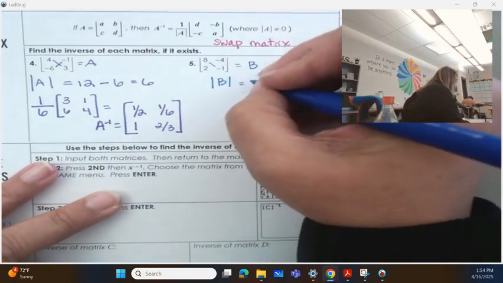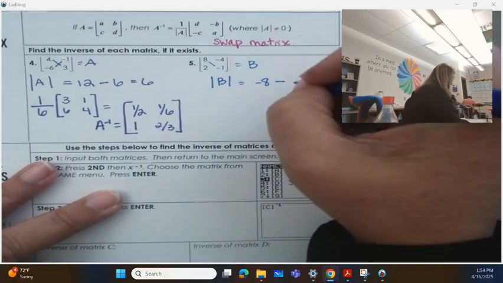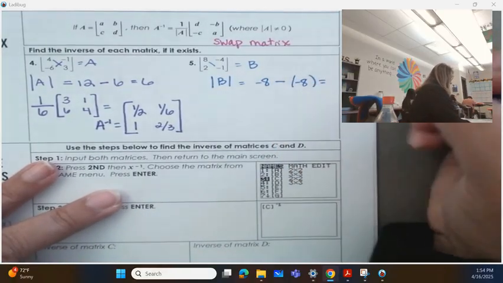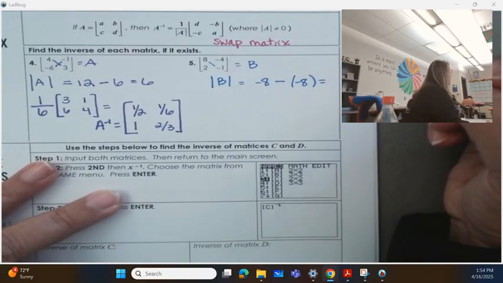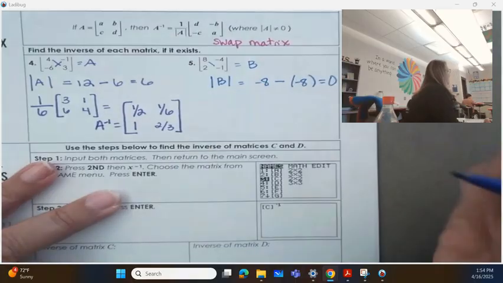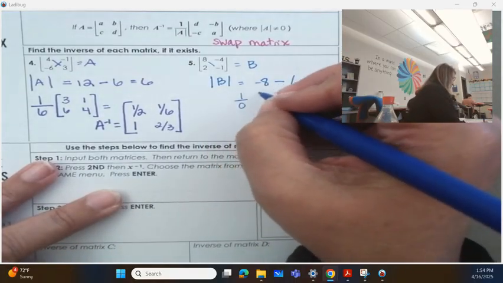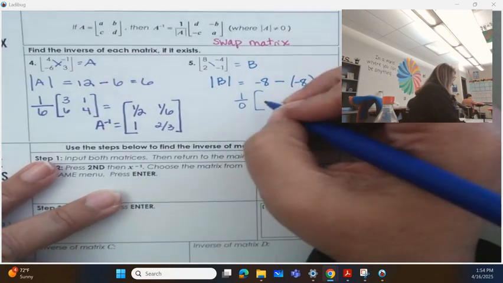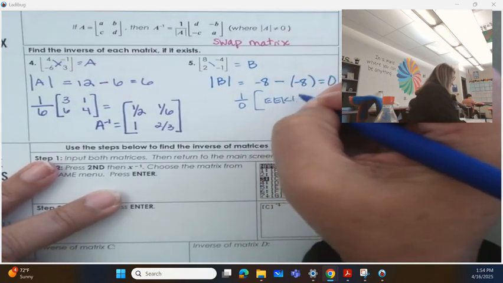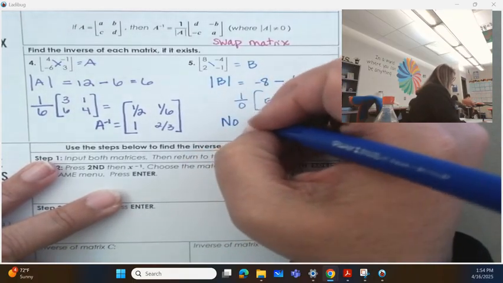So -8 minus -8. What do I get? 0. So is there going to be an inverse? No, because I can't take 1 divided by 0 times my swap matrix. Eek, can't divide by 0. So no inverse.